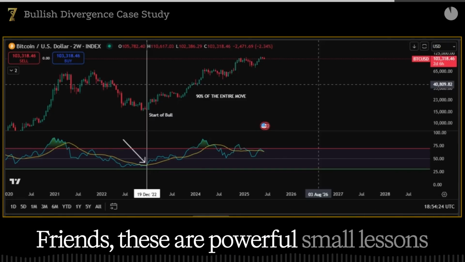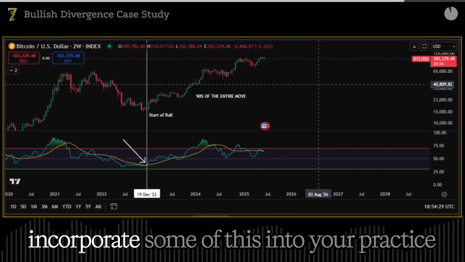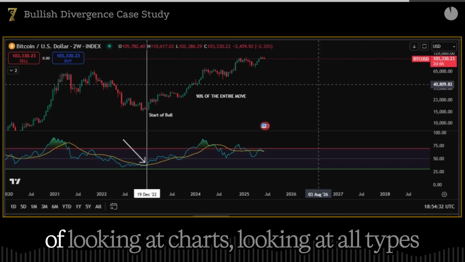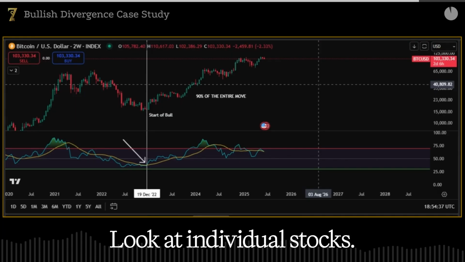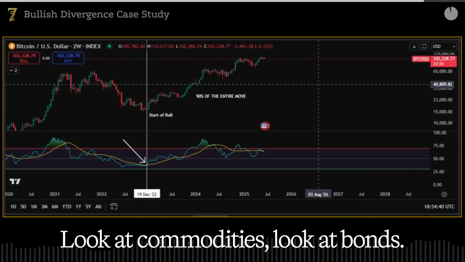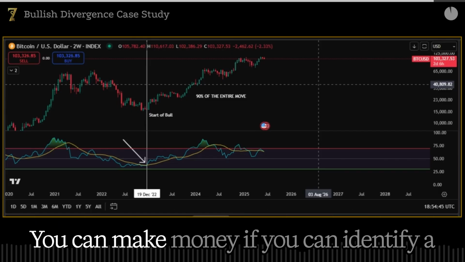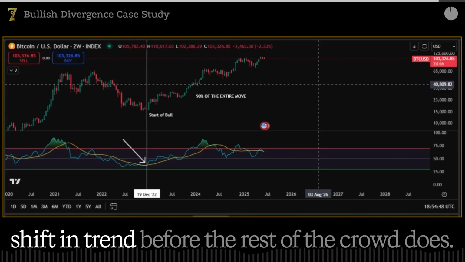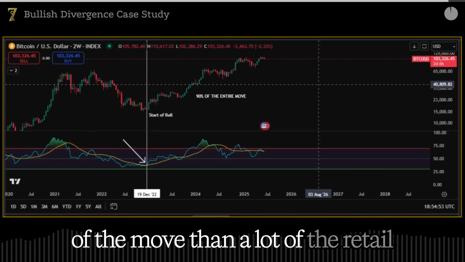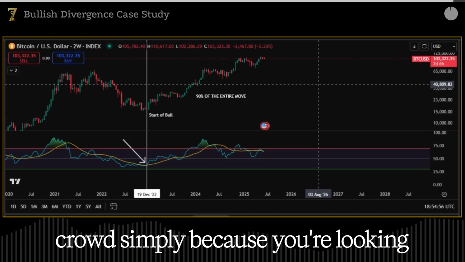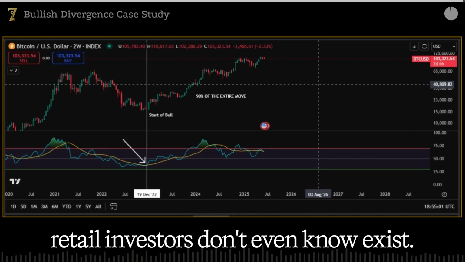Friends, these are powerful, small lessons that if you can digest them and start to incorporate some of this into your practice of looking at charts, looking at all types of charts, not just cryptocurrencies, look at individual stocks, look at commodities, look at bonds, look at currencies, regular Forex exchange currencies. You can make money if you can identify a shift in trend before the rest of the crowd does. And as a matter of fact, you'll get more of the move than a lot of the retail crowd simply because you're looking for elements on the chart that 90% of retail investors don't even know exist.